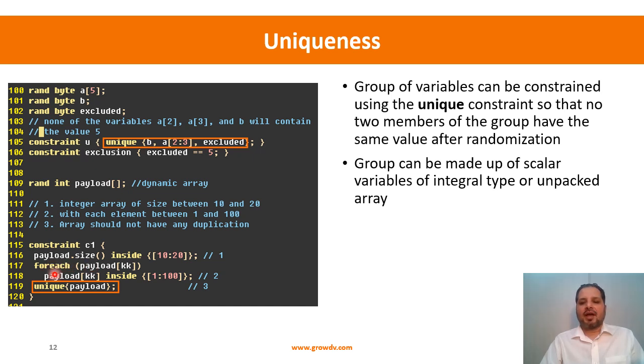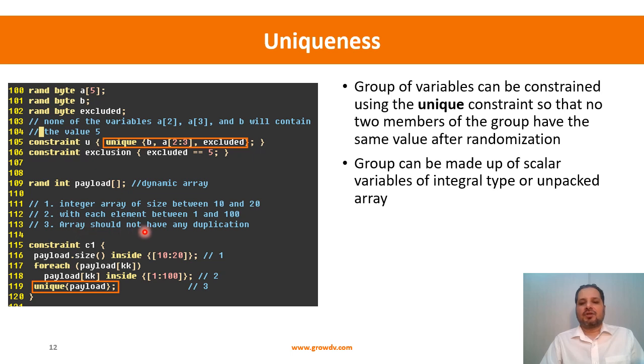The for each loop can be used within the constraints. We will look at this particular construct in the next slide. Just take it at face value at this point. So I am saying for each of the values in the particular payload, I am using this index, and I am saying each value should be inside 1 to 100. So that will satisfy the second requirement.